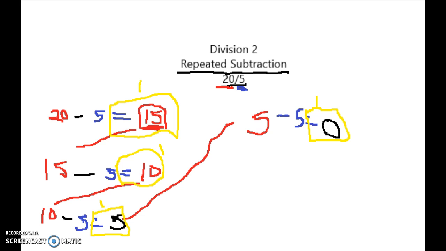Now, what we're going to do is add up all the ones we have in yellow, and then that will eventually be our answer. So 1 plus 1 plus 1 plus 1 equals, of course, 4. So the answer for 20 divided by 5 is 4.